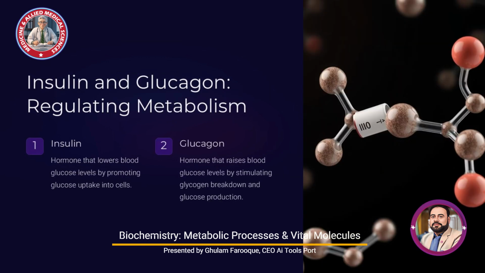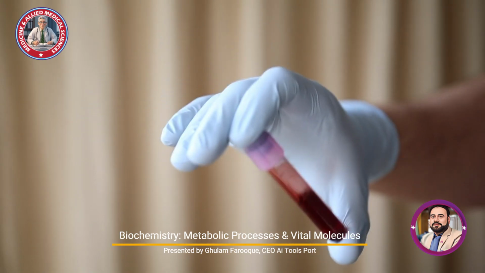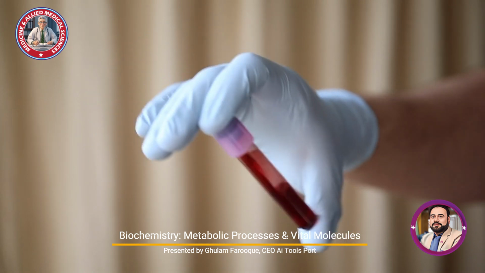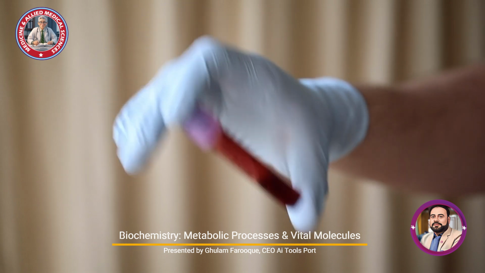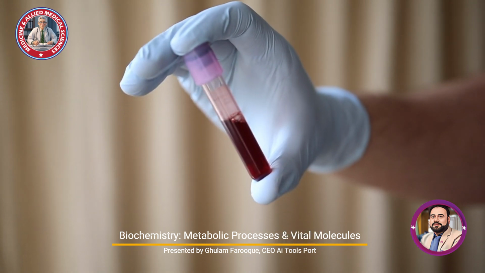Insulin and glucagon, the dual regulators of metabolic homeostasis. Insulin and glucagon, two antagonistic hormones secreted by the pancreatic islets of Langerhans, play a pivotal role in maintaining glucose homeostasis and orchestrating metabolic balance. Their finely tuned interplay regulates the flux of nutrients across various biochemical pathways, ensuring cellular energy demands are met while preventing metabolic imbalance. Insulin is secreted by beta cells of the pancreas in response to hyperglycemia, elevated blood glucose levels. Metabolic role.